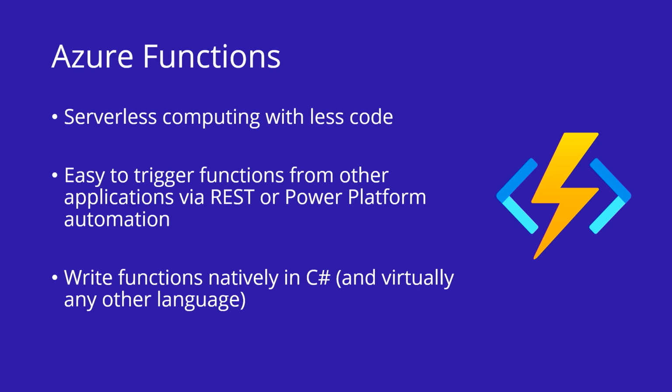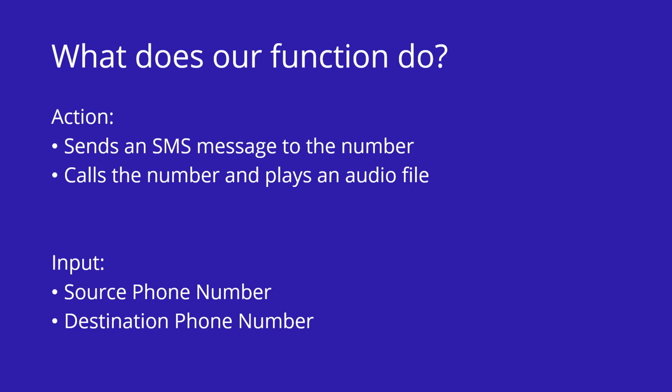And of course, we're at .NET Conf, so you can write these functions in C# or obviously other languages too. So what does our function do, and what demo are we going to show today? We're already going to build an Azure function that's going to call Azure Communication Services SDKs, and that's going to send a notification to my phone through 2 different channels. It's going to send an SMS message, which will have a text that I'll receive, and it will also call the phone number and play a pre-recorded audio file.